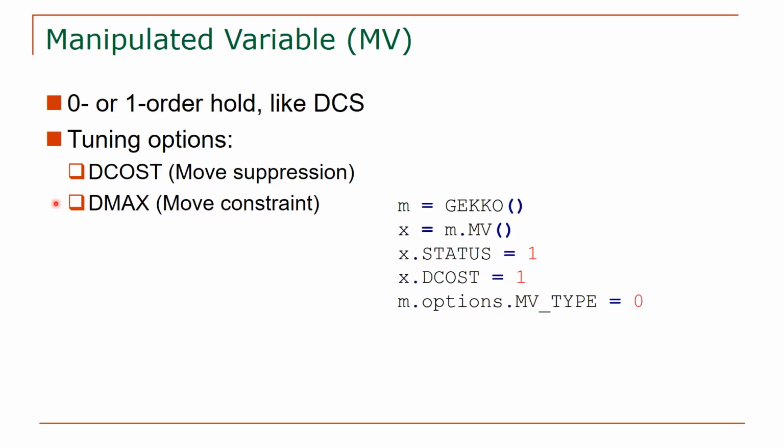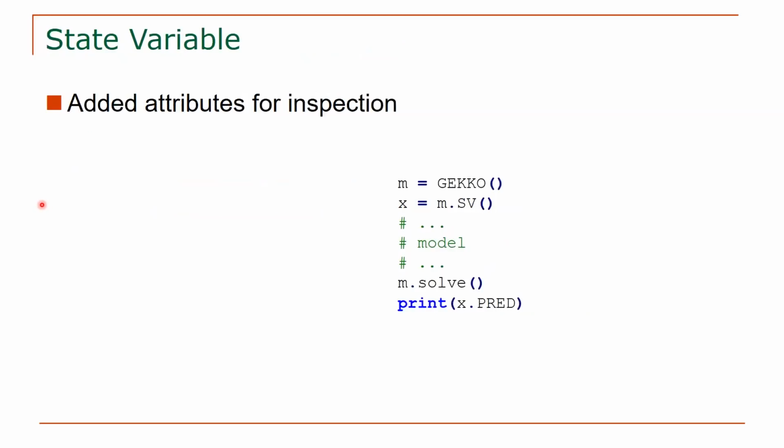Dmax, because it's an absolute value, which is not continuous. We have special formulation where that makes it continuous, and it's a lot easier to just use the Dmax option than to write the continuous version of the absolute value. State variables are, I think, mostly just there for completeness sake, because you can already see the values of the variables, but it does add some extra attributes, like after you solve, you can see its predictive value, which is just the one value at the next time point.